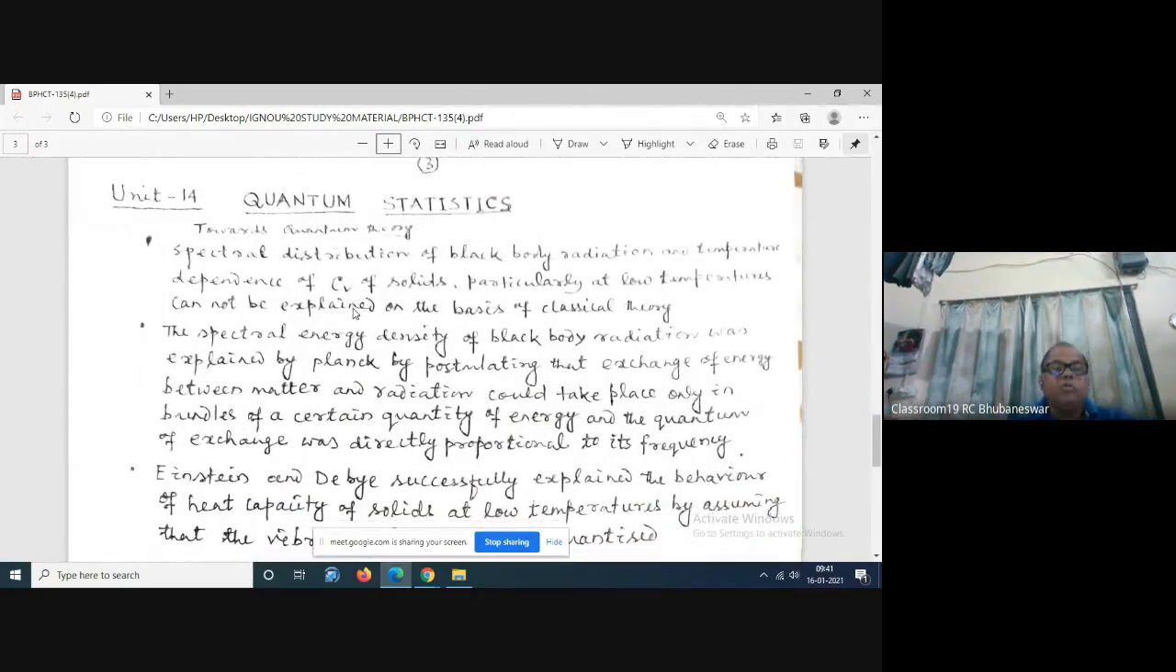Now we go for quantum statistics. I write many things because it is very difficult to learn the concepts and ideas of this quantum statistics.